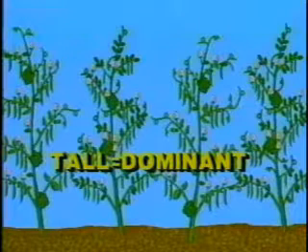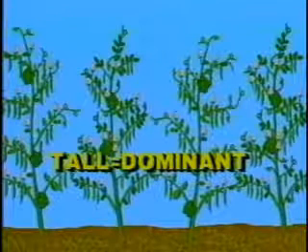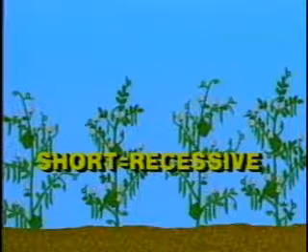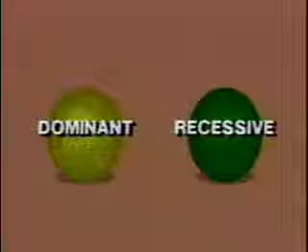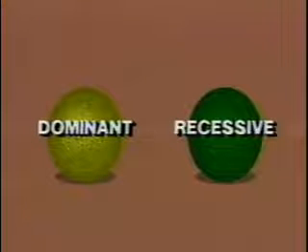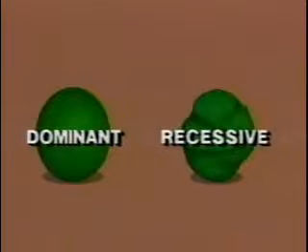In Mendel's pea plants, the factor for tallness was the dominant factor, while the factor for shortness was the recessive factor. The factor for yellow seeds was dominant over the factor for green seeds. The factor for green seeds was the recessive factor. And the factor for smooth seeds was dominant over the factor for wrinkled seeds. Wrinkled seeds were the recessive factor.